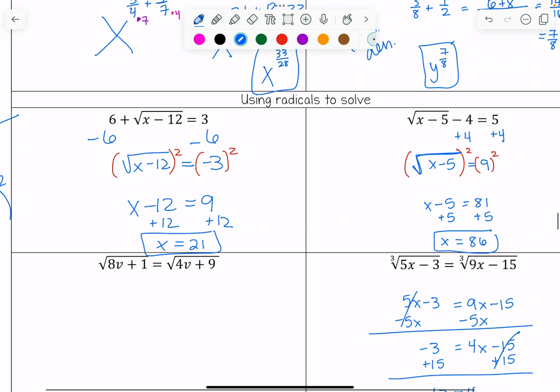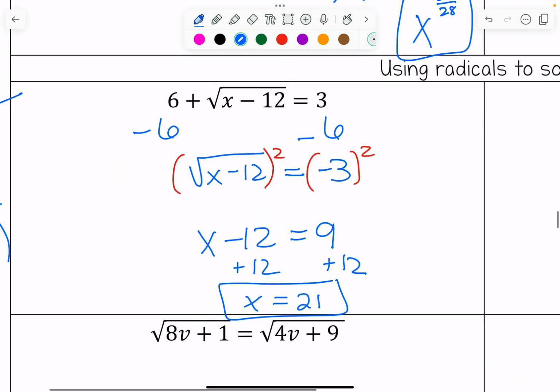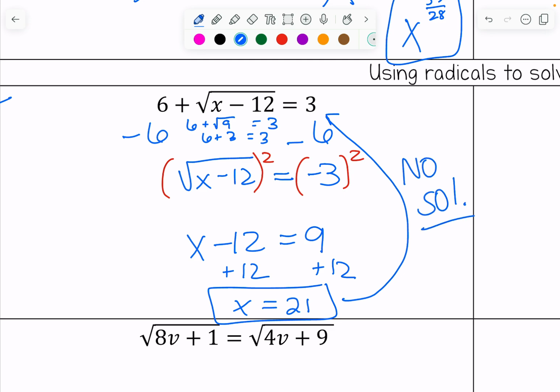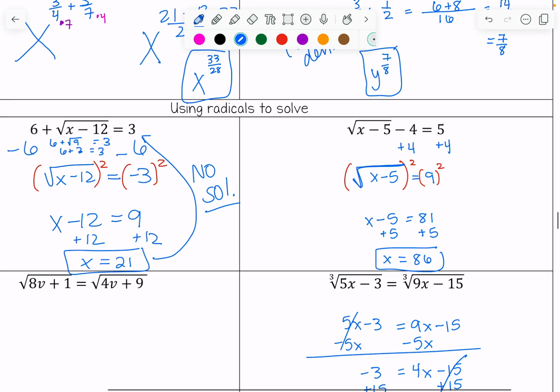Okay. Now my thing here is, does this actually check out? Let's see. Because I'm not sure if this is going to. 21 minus 12 is 9. Is 6 plus the square root of 9 equal to 3? Is 6 plus 3 equal to 3? This is actually no solution. It's okay. I understand that that's a challenge. This would have been the same. 86, that's the square root of 81, which is 9 minus 4 is 5. That one actually works out.